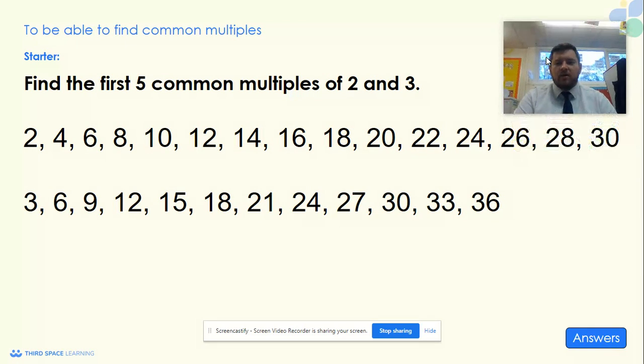So, here's our starter question. If you want to pause and have a go at any of the questions, please feel free. Find the first 5 common multiples of 2 and 3. So you'll see below I've written out our 2 times table up to 15 times 2. So I've gone a bit further than we usually would. And I've done the 3 times table up to 3 times 12. So these are all multiples of 2 and 3. Common multiples are any number that is in both lists. So can you find the first 5 that are in both lists?